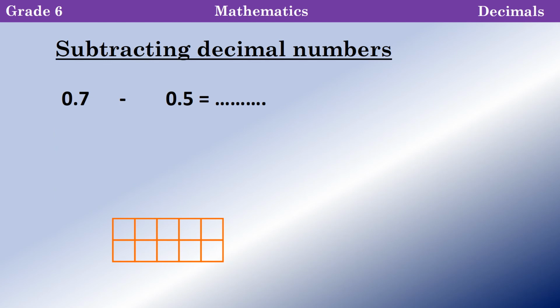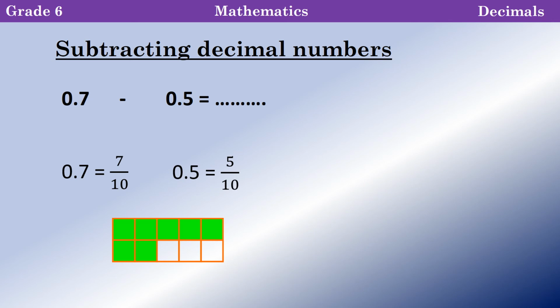Now let's learn how to subtract decimal numbers. The first question we are going to do is 0.7 minus 0.5. Here, when you write 0.7 as a fraction, it is 7 over 10. That is 7 parts out of 10 equal parts. It is colored in green.